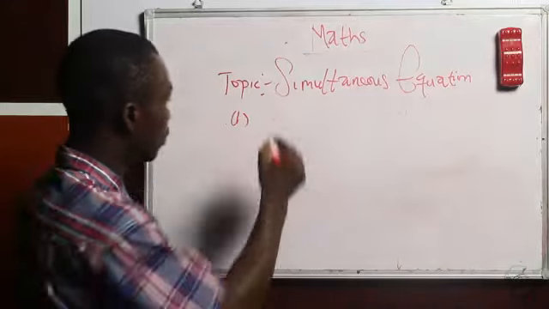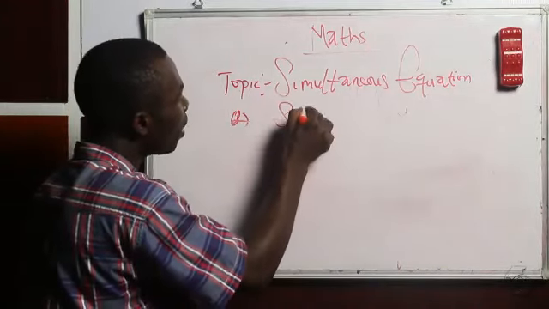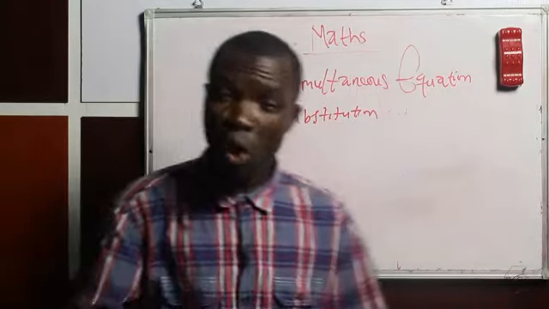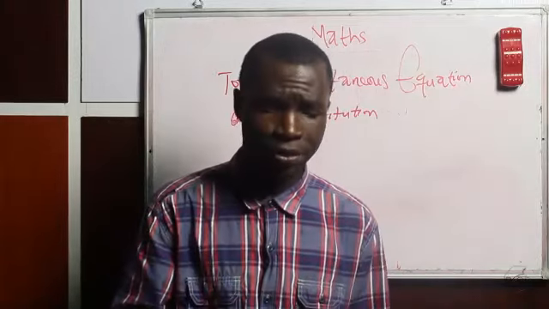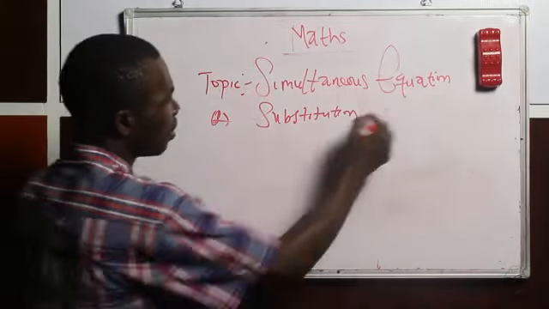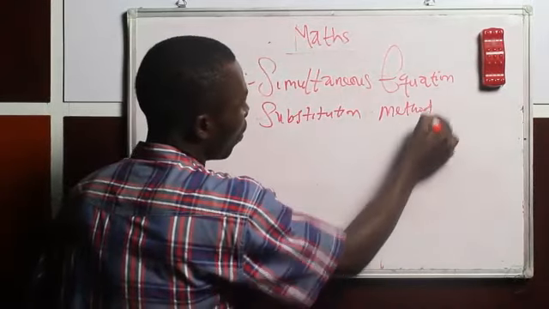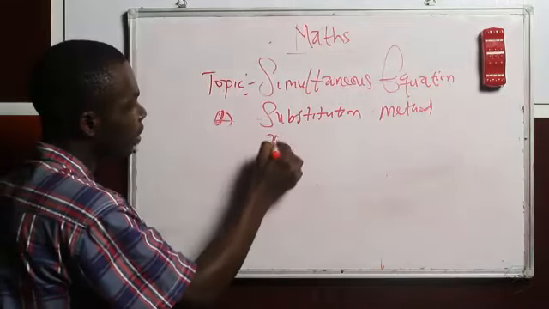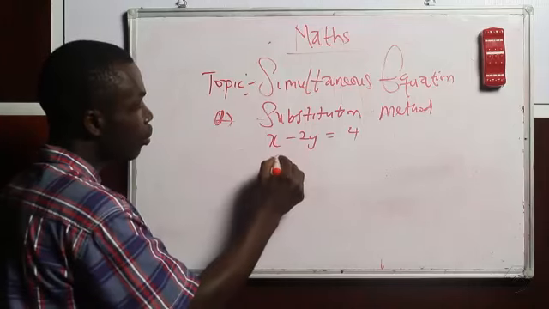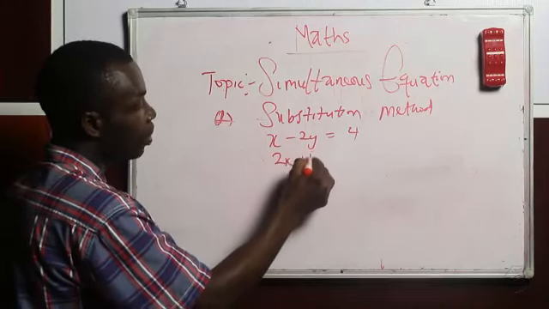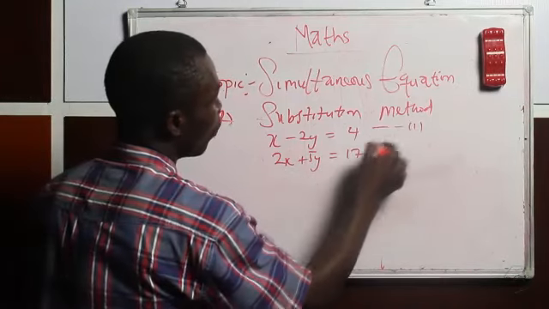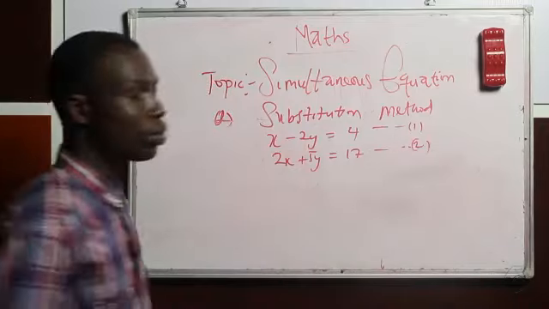Substitution method. That's the second method of solving two combinations of equations that involve variables. Substitution method. Let's consider this example: x minus 2y equal to 4 and 2x plus 5y equal to 17. This is equation 1 and this is equation 2.